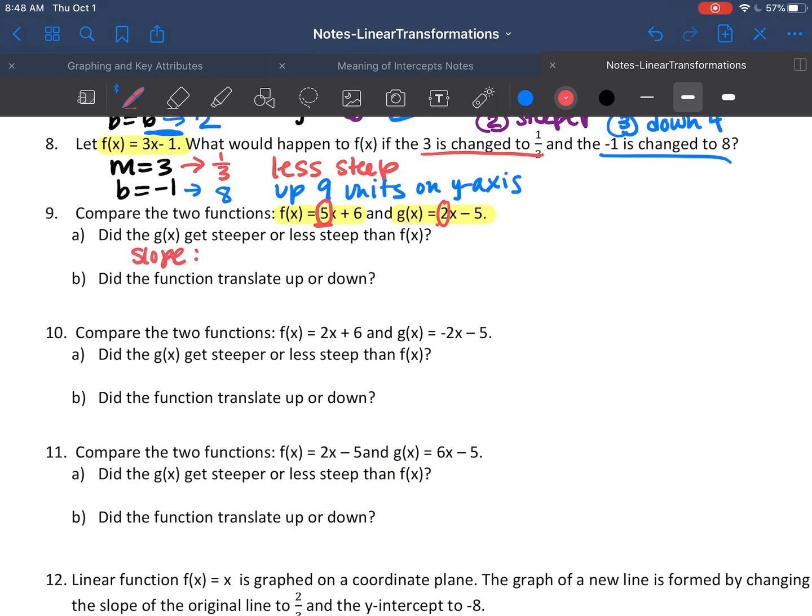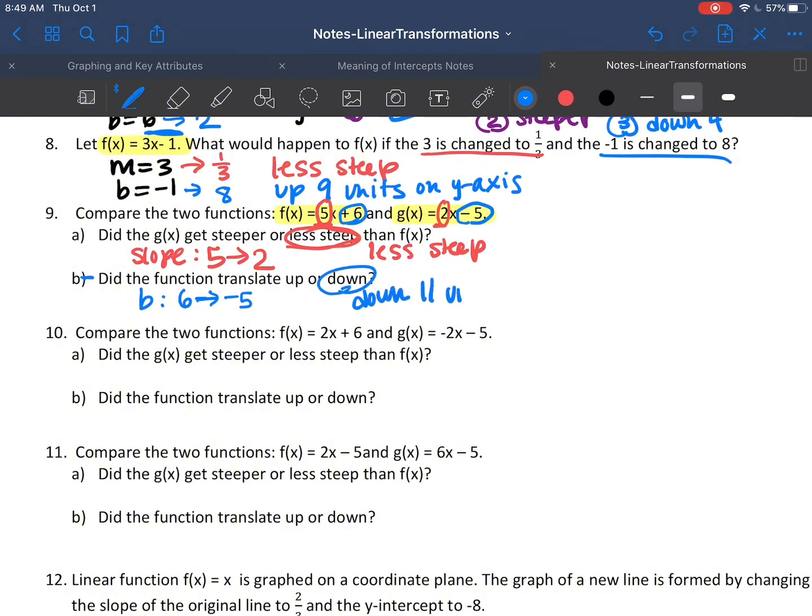It started at a 5, and then we changed it to a 2. And so this one got less steep. The slope value decreased, and so it is less steep. Okay, for this one, it says, did the function translate up or down? That's when we look at the b value, the y-intercept. So it started at 6, and it changed to a -5. That moves down 11. Down 11 units. That moved quite a bit. Think of how that looks. -5 is way down here. +6 is way up here.